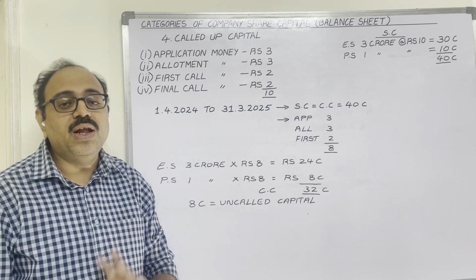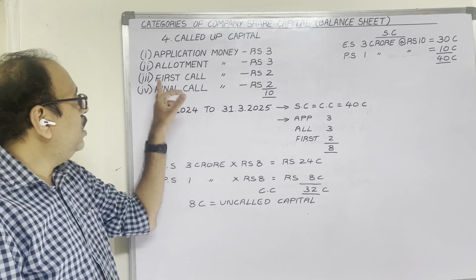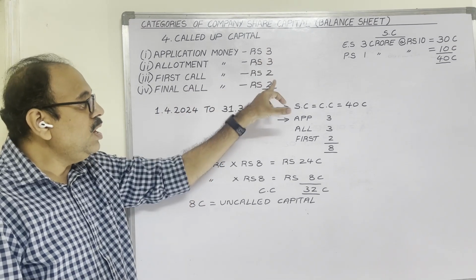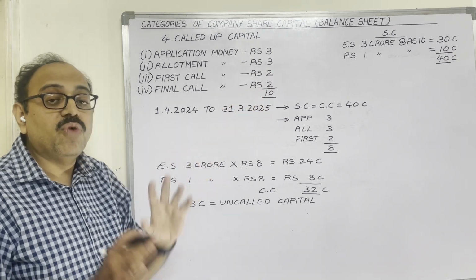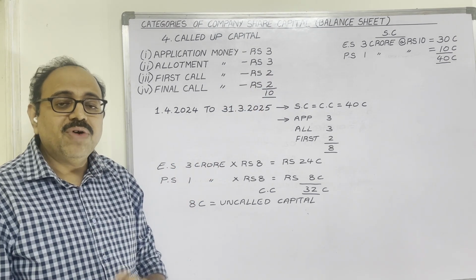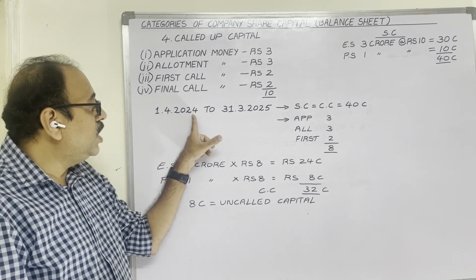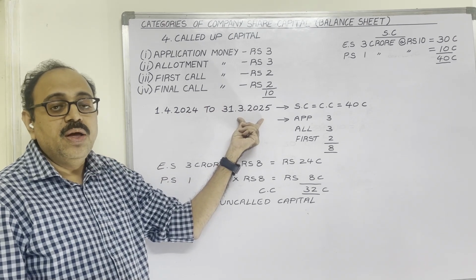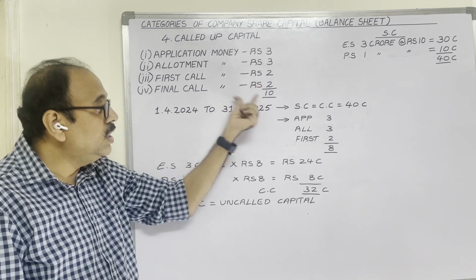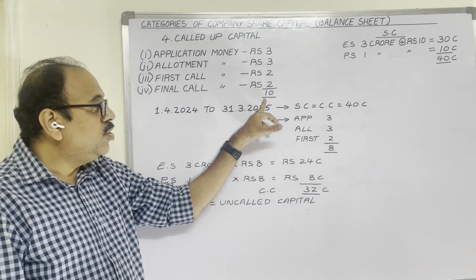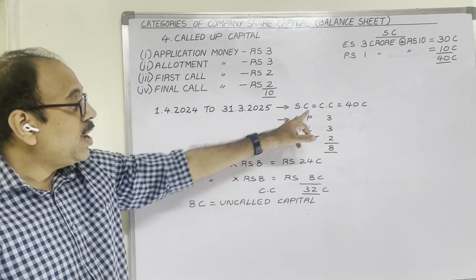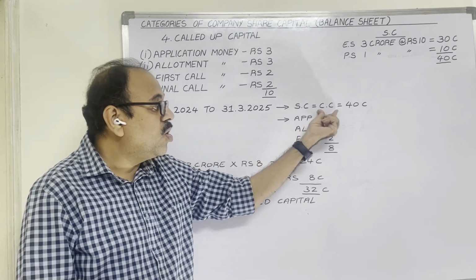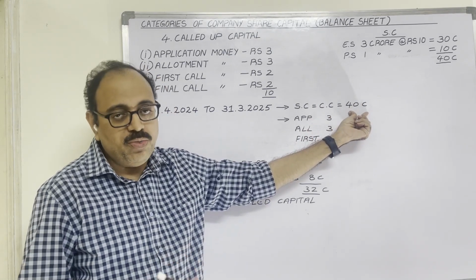The last call is known as the final call. In our example, say the first call amount is 2 rupees and the final call amount is 2 rupees. So total 10 rupees, in this manner, the company wants to collect. Suppose our current year is 1st April 24 to 31st March 25. In this 2024-25 year, assume that the company made all these calls. So total 10 rupees the company called. Then called up capital is also 40 crore rupees. In this case, subscribed capital and called up capital are both the same, 40 crore rupees.